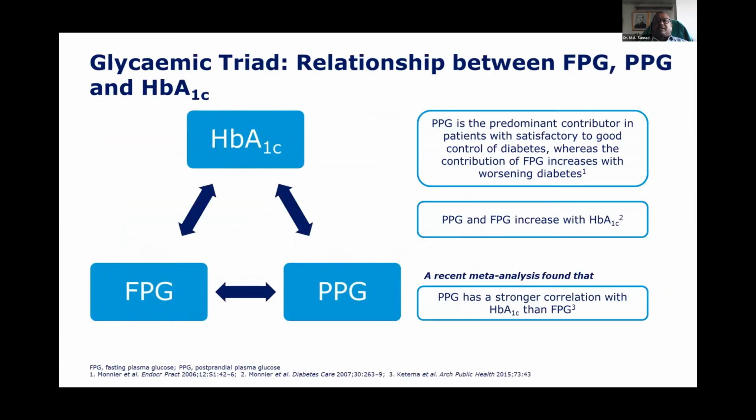This is the most important slide you see. A meta-analysis showed that postprandial glucose has a stronger correlation with HbA1c than fasting plasma glucose. But the contribution of fasting plasma glucose increases with worsening diabetes. So fasting plasma glucose, postprandial glucose, and hemoglobin A1c, all three, form the glycemic triad.